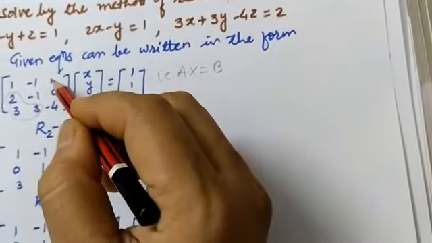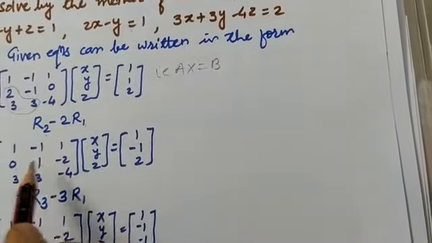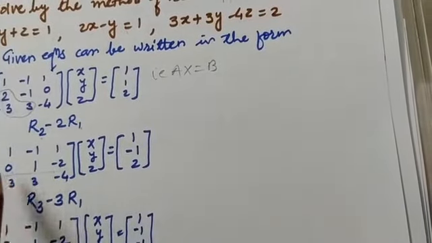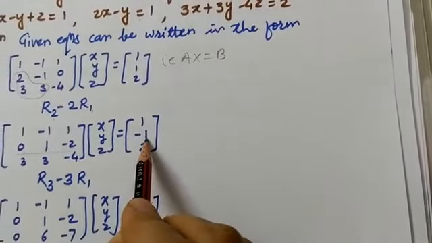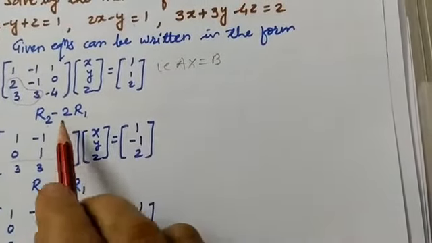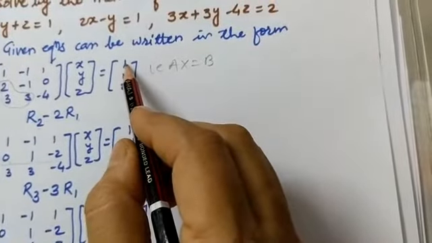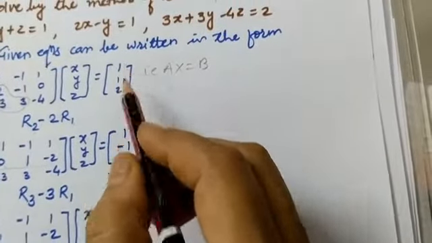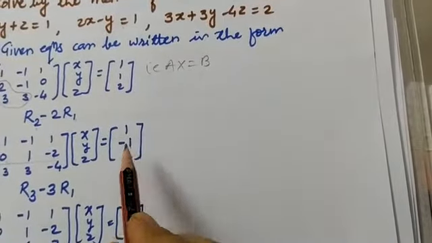Then 0 minus 1 into 2 is minus 2. Remember, the change should be in R2 only and all other things stay as they are. A similar change should be made on the RHS also. R2 minus 2R1 gives 1 minus 2 into 1, so after simplification the value is minus 1.